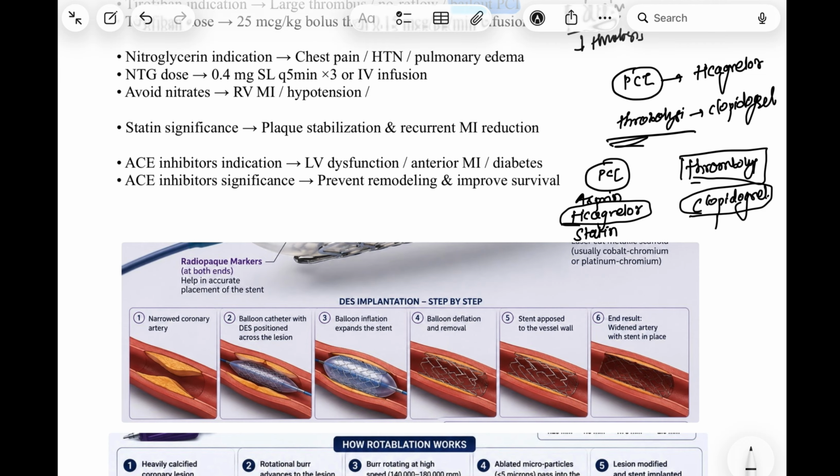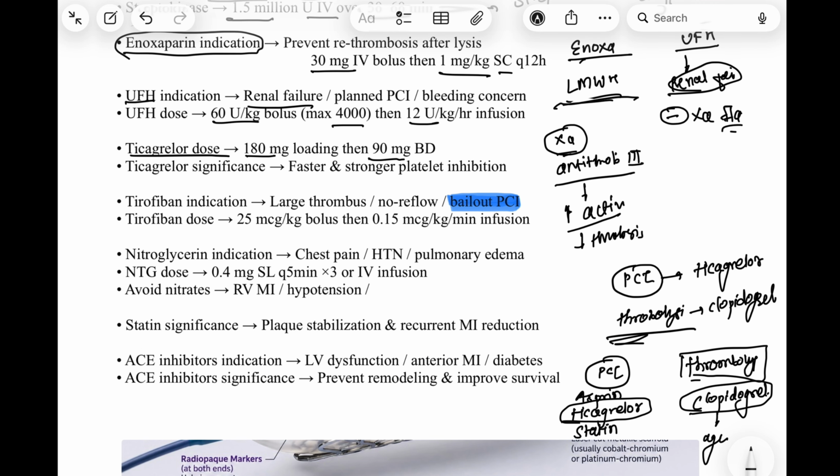And this is also depending upon the age factor, right? So for thrombolysis, we will prefer clopidogrel, and for PCI, we will prefer ticagrelor, right? Now the next thing is about the tirofiban indication. Now tirofiban is a drug that is a glycoprotein 2B3A inhibitor, and it is commonly used for the bailout PCI.